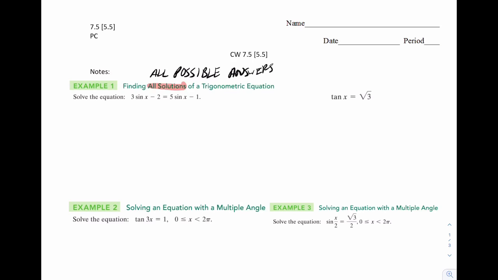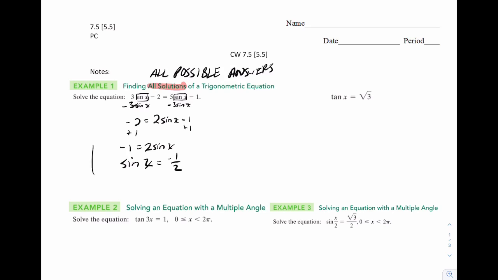So solve the equation 3 sine x minus 2 equals 5 sine x minus 1. Make sure in your mind you think of the sine x as like a box, and we're trying to solve for the box. So let's start by subtracting 3 sine x from both sides. Now we have negative 2 equals 2 sine x minus 1. Now we're going to add 1 to both sides. Negative 1 is 2 sine x. So sine of x must equal negative 1/2.